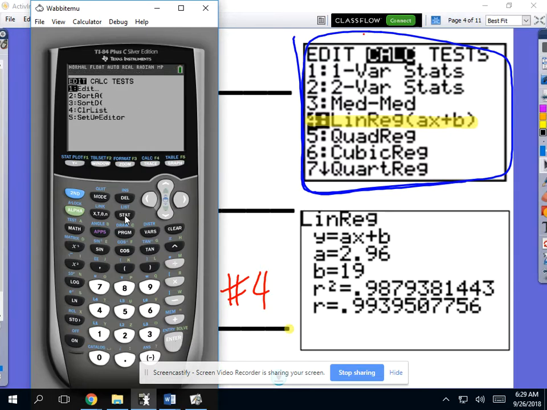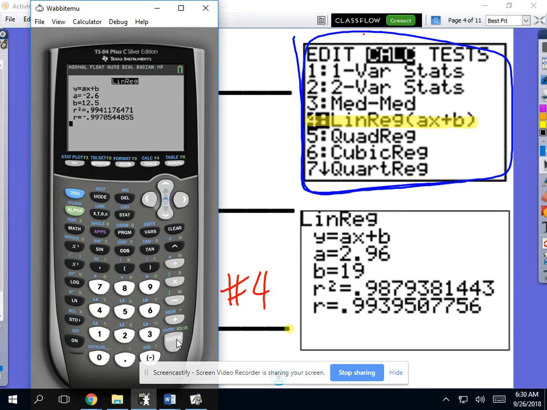So I'm going to go back to stat one more time. I've already entered my data, so my data is still there. Go to the right over to calc, and then go down to linreg, which is line number 4. If you want to do it a little bit quicker, you don't have to scroll down. You can just hit the number 4 right away, and it'll choose that option. Now I'm going to click enter, go all the way down to calculate, and hit enter one more time.